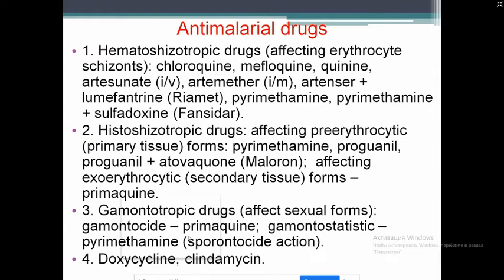Next group, gametotropic drugs affecting sexual forms. Gametocidal: primaquine. Gametostatic, pyrimethamine, or sporontocidal action. And the fourth group, students, is antibiotics: doxycycline and clindamycin.